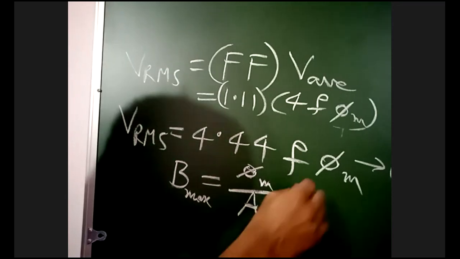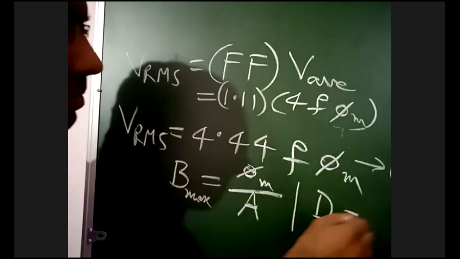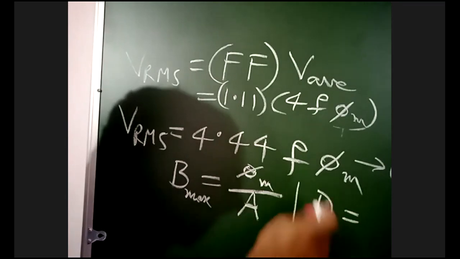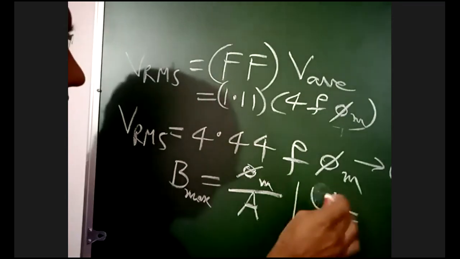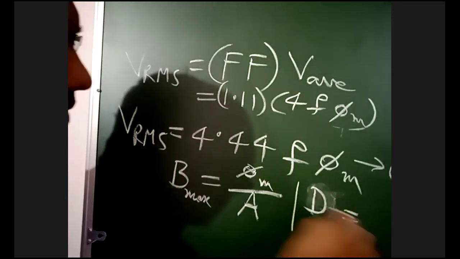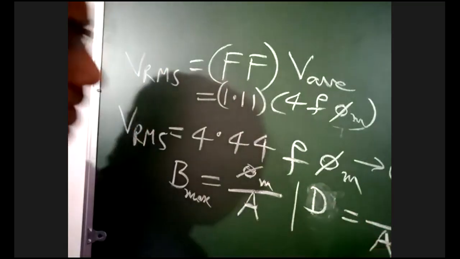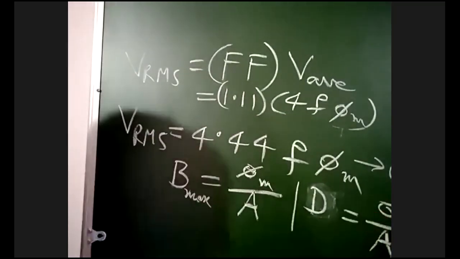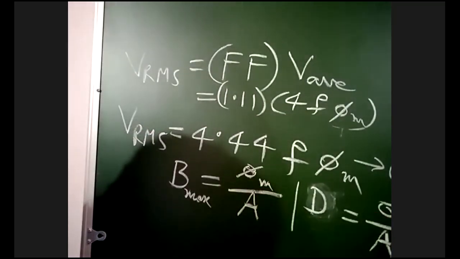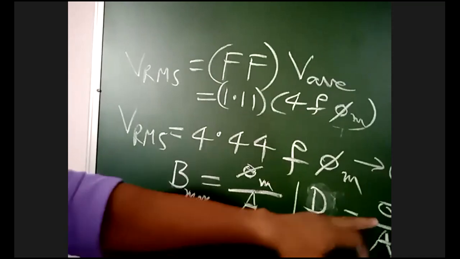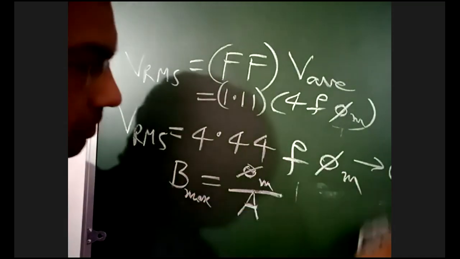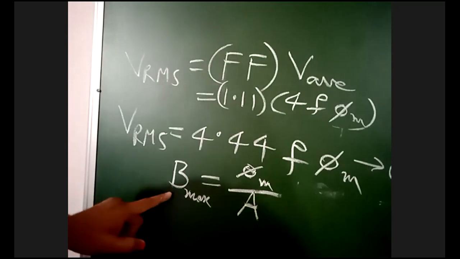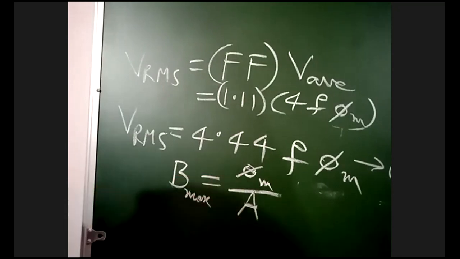Suppose in an electric field, what is electric flux density? Electric flux density is represented with psi or D. Electric flux density means charge per unit area. This is not necessary for you. You only need magnetic flux density. Flux density means flux per unit area.